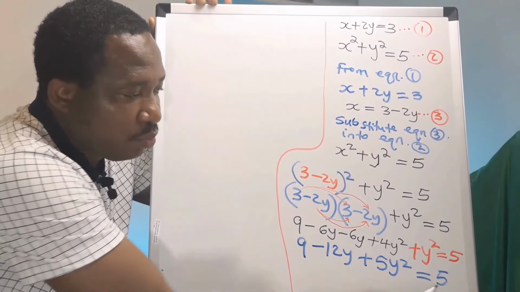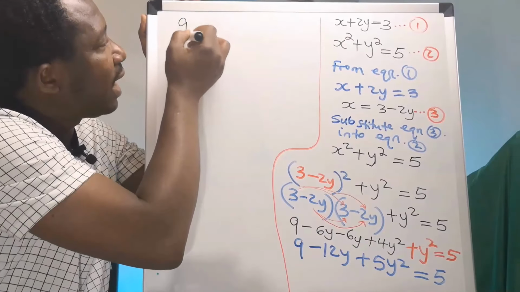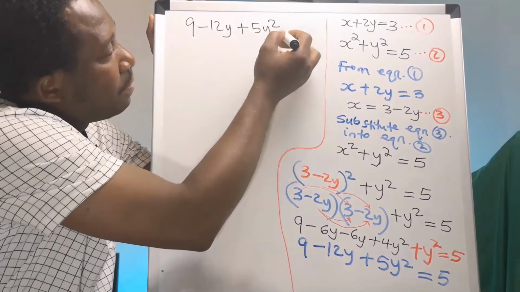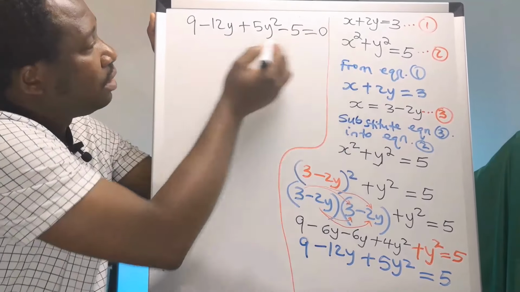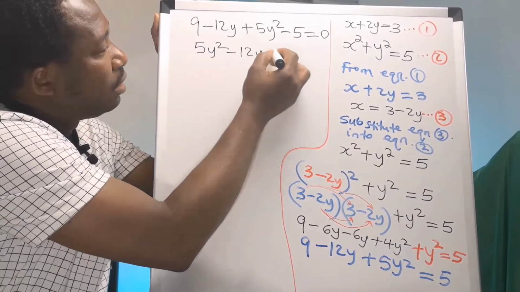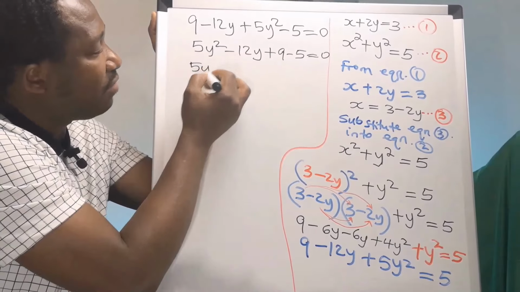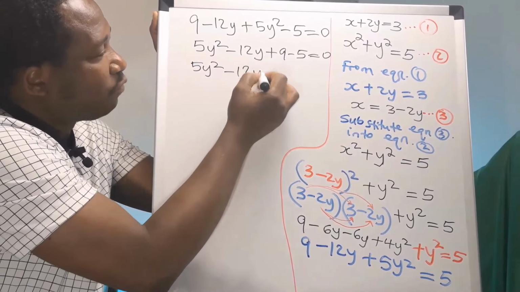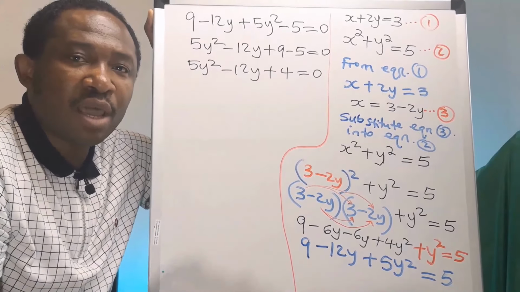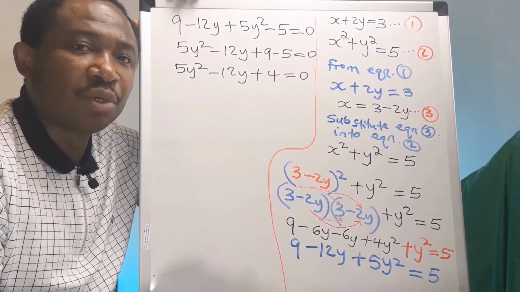Next, we are going to move 5 over to the other side, and we are going to have 9 minus 12y plus 5y squared minus 5 is 0. We rearrange to have 5y squared minus 12y plus 9 minus 5 is 0. Here we are going to have 5y squared minus 12y plus 4 is 0. We now have a quadratic equation. To solve this, use any quadratic equation method of your choice.